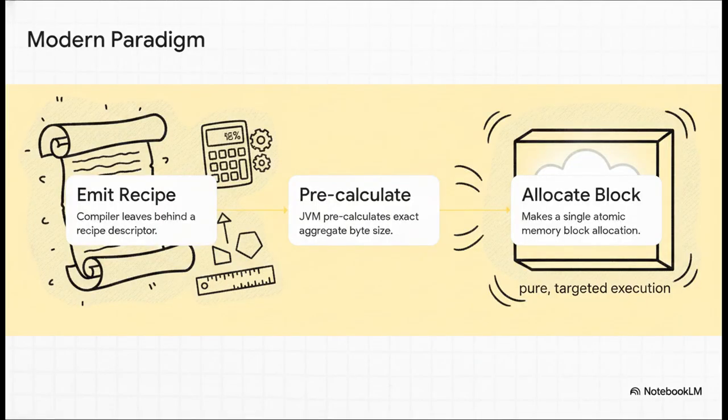Under this modern dynamic approach, instead of the compiler hard-coding a static concatenation strategy, it simply leaves behind a blueprint, a recipe descriptor. At runtime, the JVM reads this recipe, looks at your specific platform architecture, and pre-calculates the exact aggregate byte size needed for the final combined string. And then, it makes a perfect, single atomic memory block allocation. 0 hidden loops, 0 intermediate buffer resizing penalties, just pure, highly targeted execution.